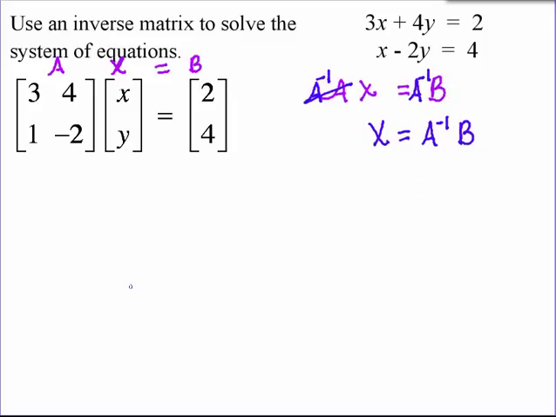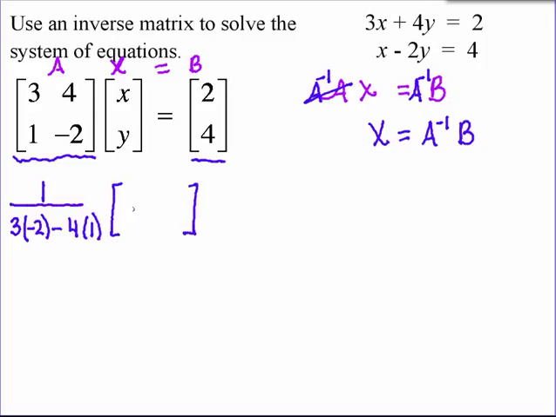So what I need to do over here is find the inverse of A, and then take that result times B. The very first place I'm going to start is to find the inverse of A. To find the inverse of A, we learned two days ago, it's 1 over A times D, which is 3 times negative 2, minus B times C, which is 4 times 1. And then I'm going to take that times, and remember our two little steps, switch spots, switch signs. On the first diagonal I switch spots. On the next diagonal I switch signs.